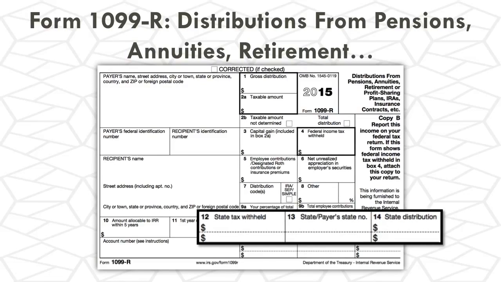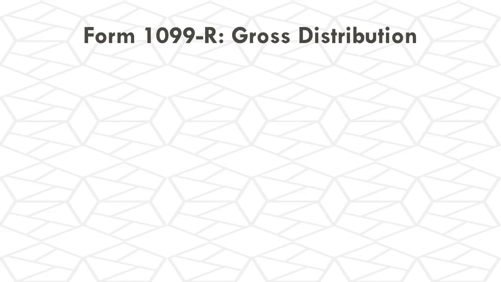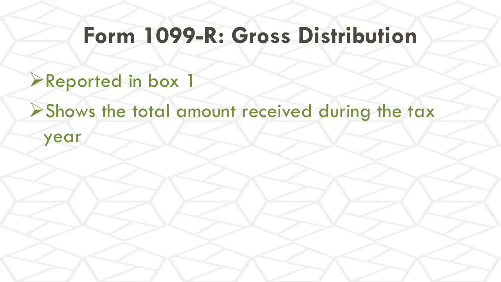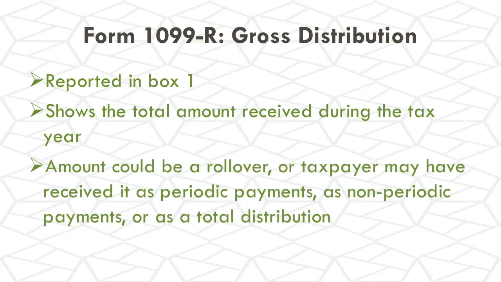So let's talk now a little bit more in detail about the individual boxes. First, we have gross distribution reported in box 1. Again, it's going to show the total amount received during the tax year. The amount listed in this box could be a rollover. Again, we'll talk about rollover a little bit later.